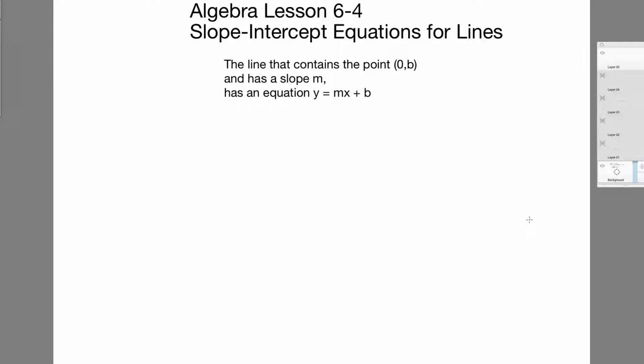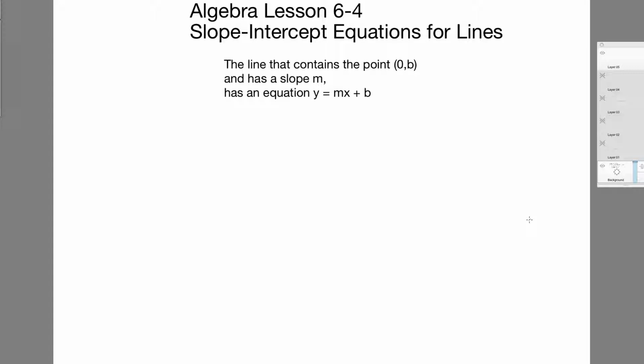Hi, welcome to 6-4. This is slope-intercept equations for lines. In the last lesson I mentioned that we were going to find an easier way to find the slope of a line given an equation, and this is what's going to do it for us.